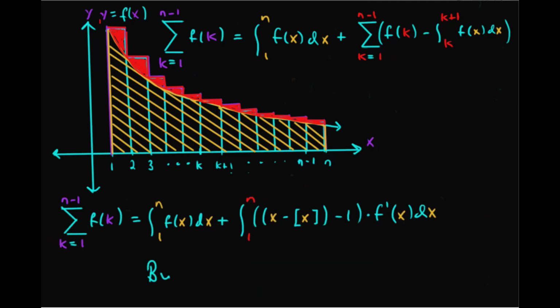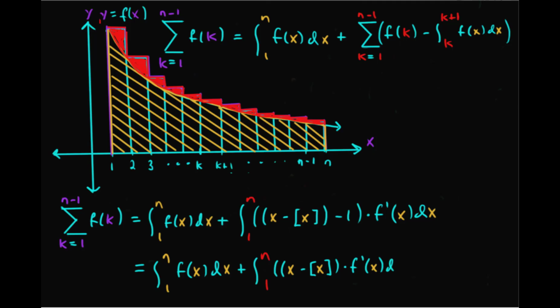But I can actually clean up that integrand a little bit more, that expression x minus the floor of x minus 1 all times f prime of x dx. A more natural way to write this integral would be to distribute the f prime of x across the quantities x minus the floor of x and negative 1 and just split it up. And so then we'll have that integral equals the integral from 1 to n of the quantity x minus the floor of x times f prime of x, and then distributing the f prime of x to multiply the negative 1, that'll be minus the integral from 1 to n of f prime of x dx.